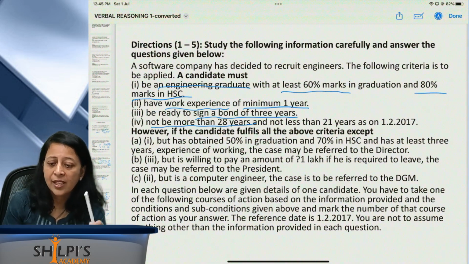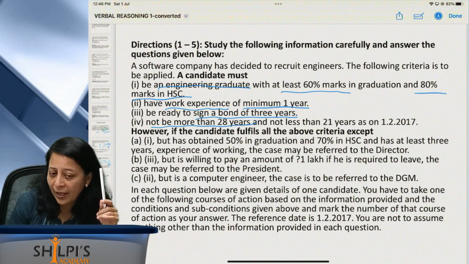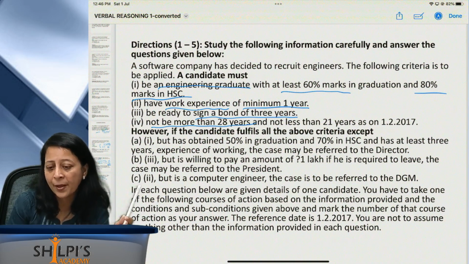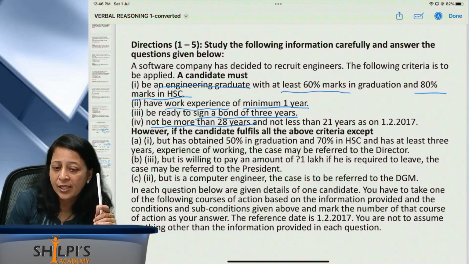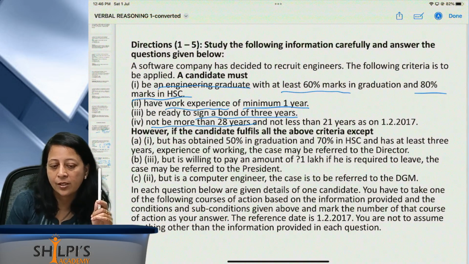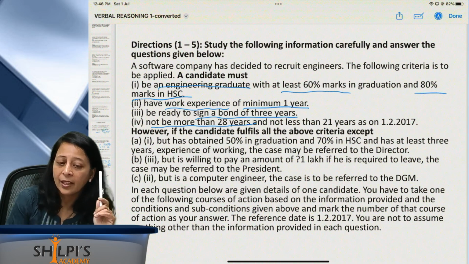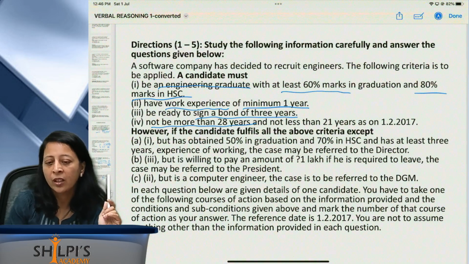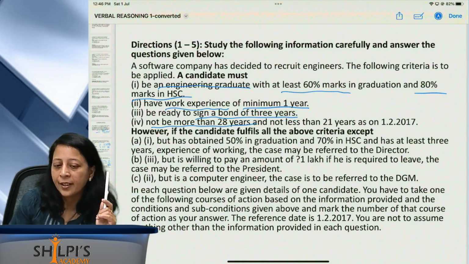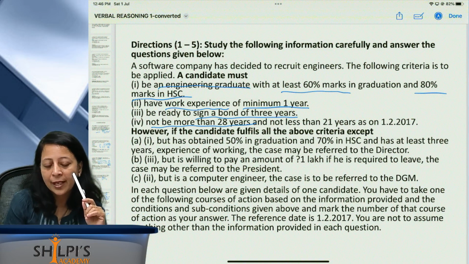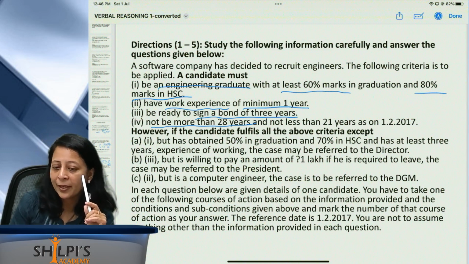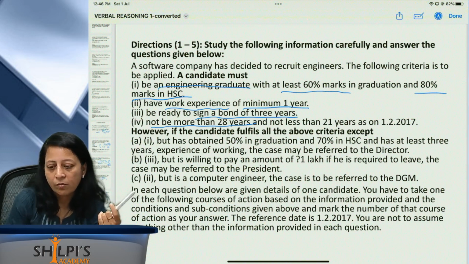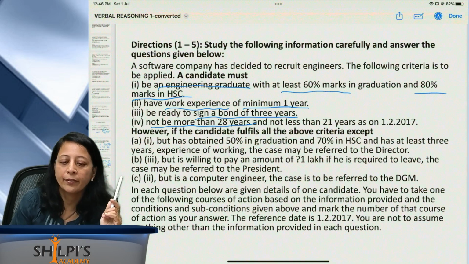But if he is willing to pay an amount of 1 lakh if he is required to leave, the case may be deferred to the president. You have to sign a bond of 3 years. Suppose he is okay with that 1 lakh, and you tell him you have to sign a 3-year bond. He says that I am not ready to sign a 3-year bond, I will probably be leaving at the earliest, so I will pay 1 lakh and leave.